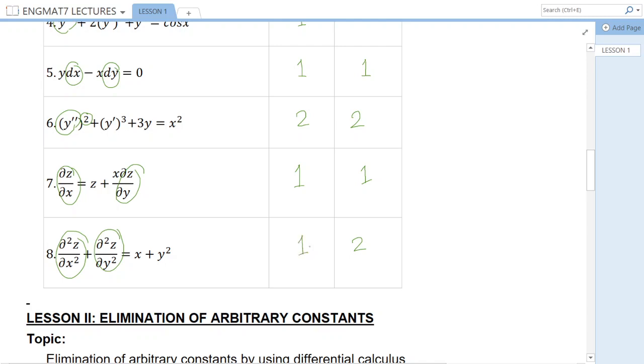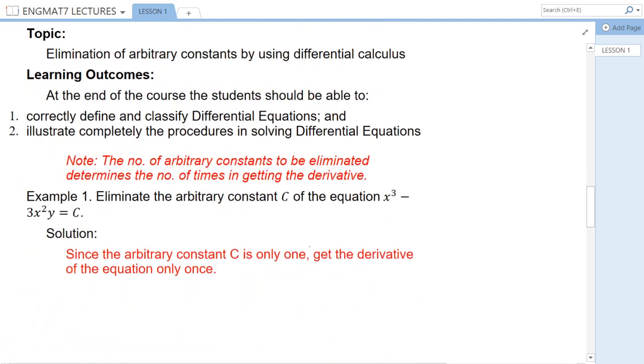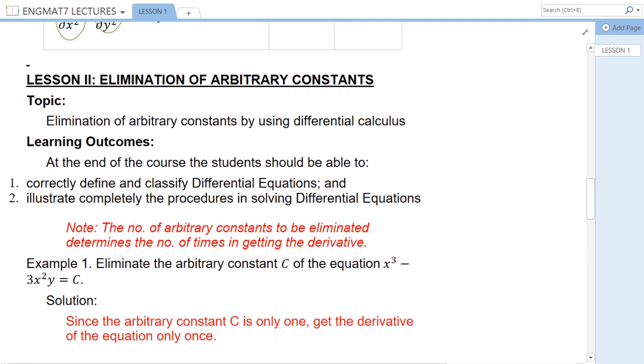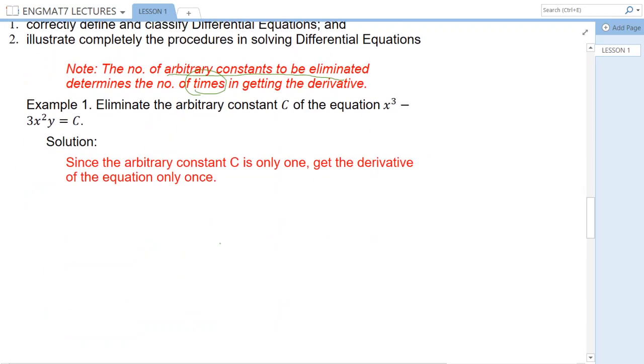Okay, so let us move on to elimination of arbitrary constants. Take note that the number of arbitrary constants to be eliminated in the differential equation determines the number of times we take the derivative. For example, number 1: eliminate the arbitrary constant c of the equation x cubed minus 3x squared y equals c. The arbitrary constant there is only 1, which is c, so we are going to get the derivative only once.